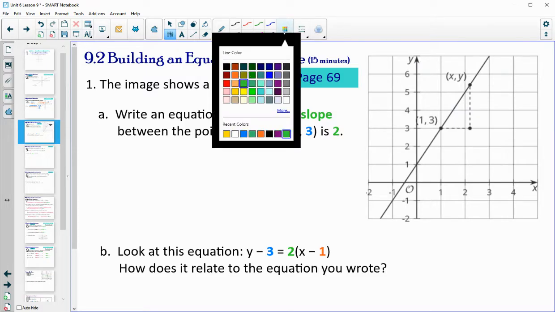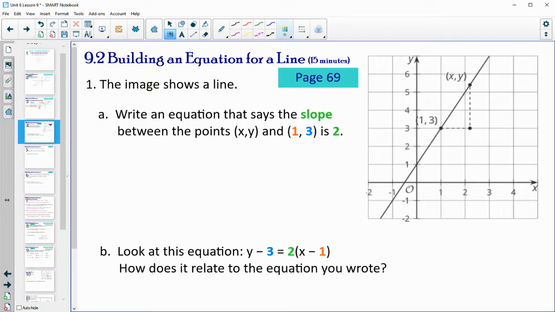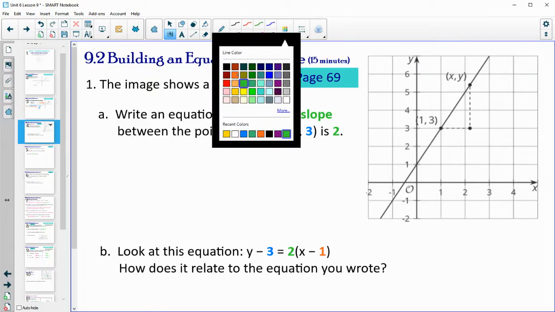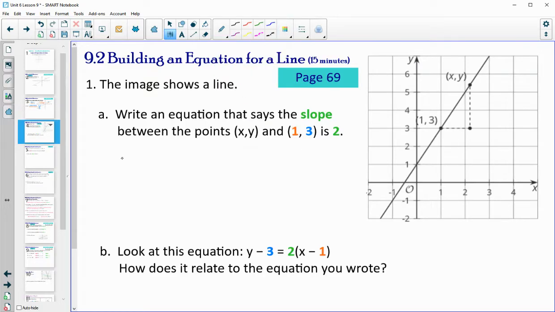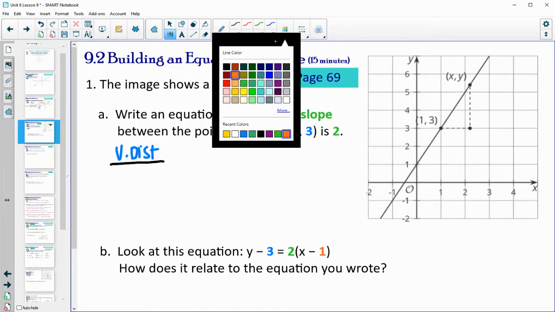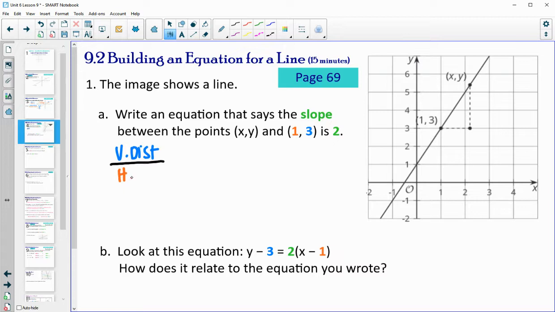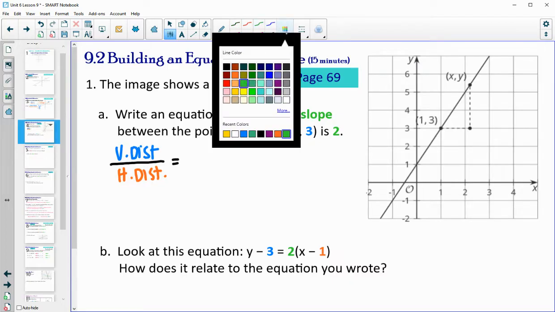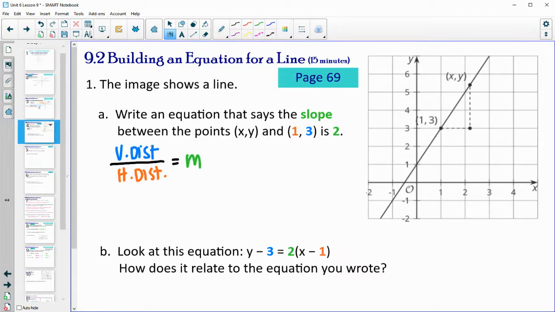All right, so I'm just going to write that out, what I just said. If we know that the rise, which was our vertical distance, divided by our horizontal distance, or our run, is equal to our slope, let's just plug in the things that we know here. So how do we find that vertical distance again?